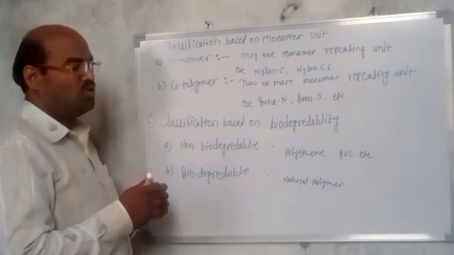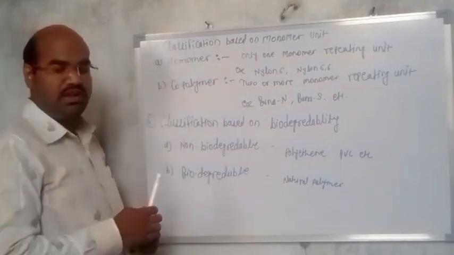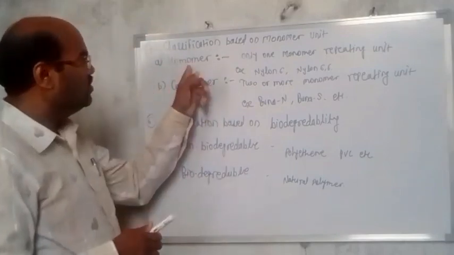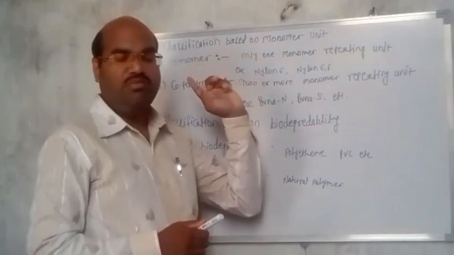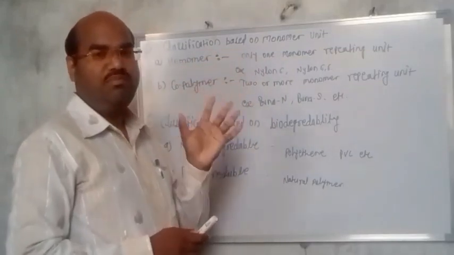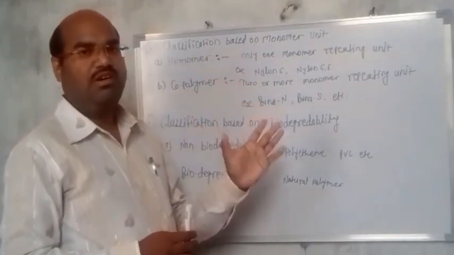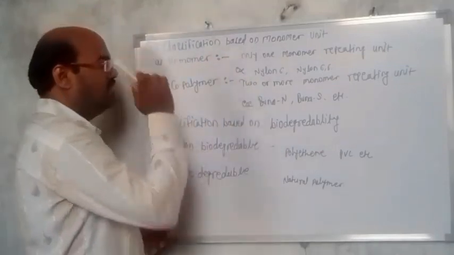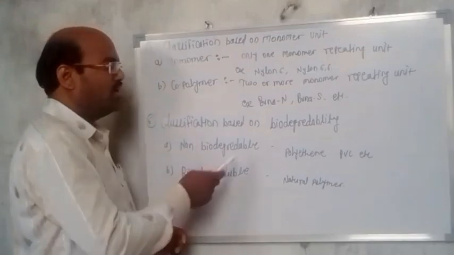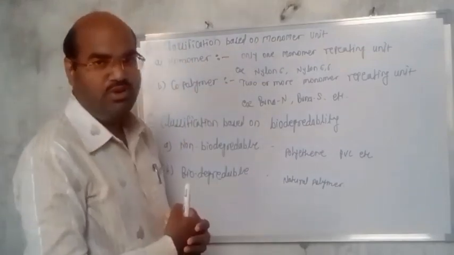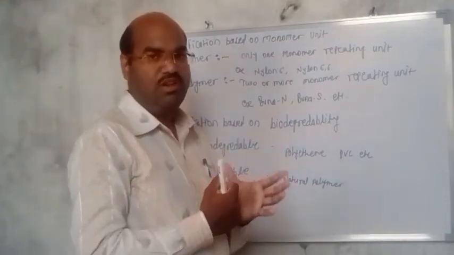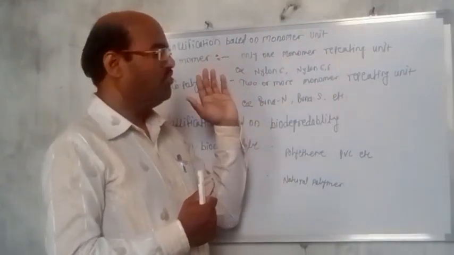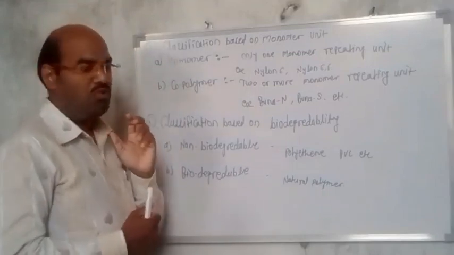Polymer having number of monomer unit. So it's having another two types. One, it is homomer and another is copolymer. So in homomer, the polymer contain only one monomer repeating unit. The polymer contain only one monomer repeating unit is called as the homomer. And copolymer, if two or more monomer repeating unit present in polymer, is called as the copolymer.